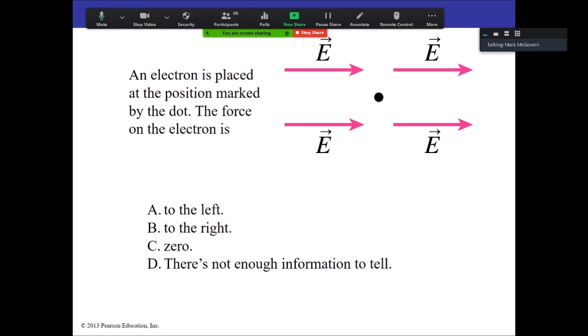Question for you already. An electron is placed at the position marked by the dot. The force on the electron is what direction? Which direction is the force?